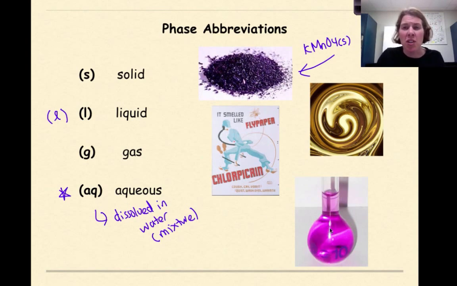As an aqueous solution, here is my KMnO4 aqueous, AQ. That means the potassium permanganate has been dissolved in water, and we see that purple hue all the way through the solution. This is a mixture. I could separate this mixture out by evaporating out all the water. So if you see something defined as aqueous, that means you have something dissolved in water.